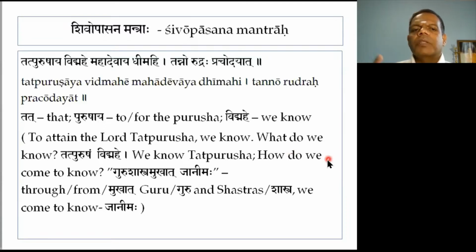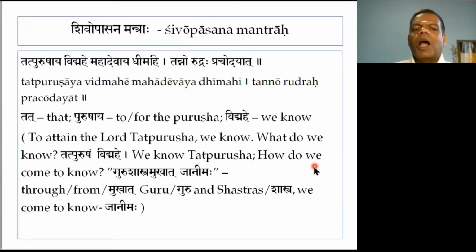What do we have to know? Vidmahe means we come to know. He says, Tatpurusham Vidmahe. What is the knowledge we have to gain? We have to gain the knowledge of Tatpurusha himself. To attain the Lord, we have to get to know about him. Tatpurusham Vidmahe, we know Tatpurusha. Vidmahe means we know Tatpurusham, that Purusha.